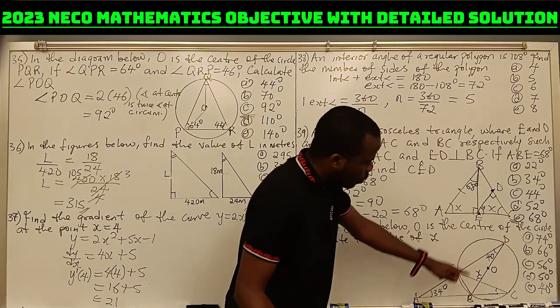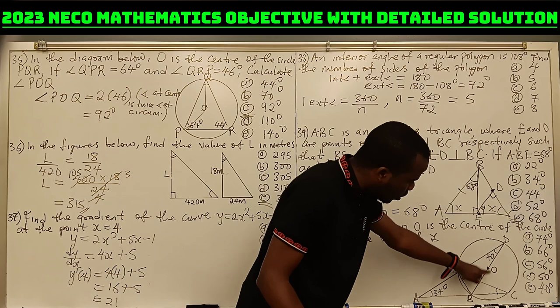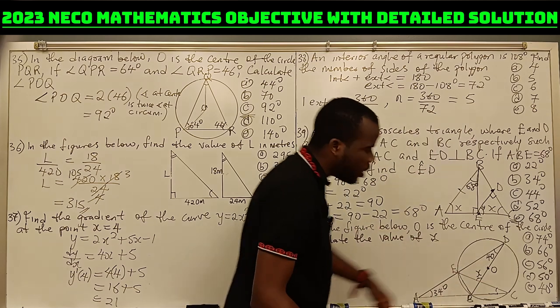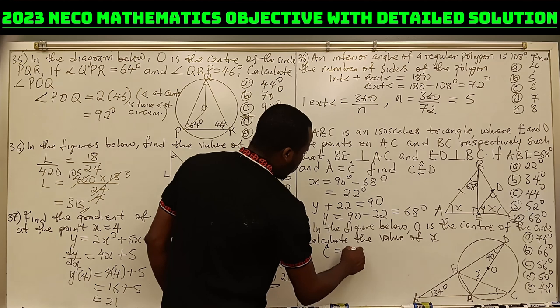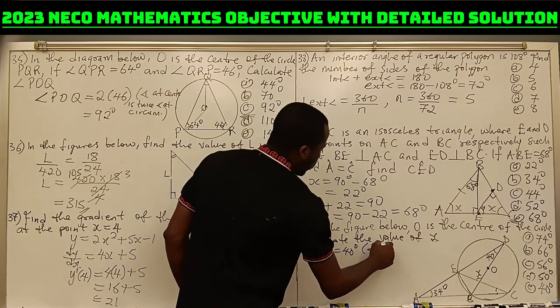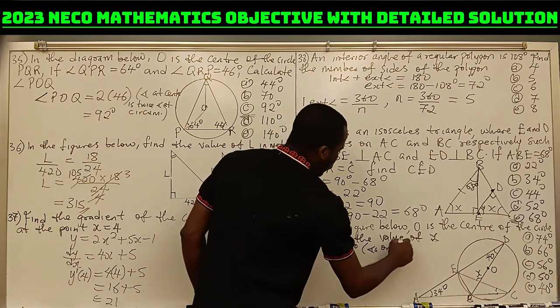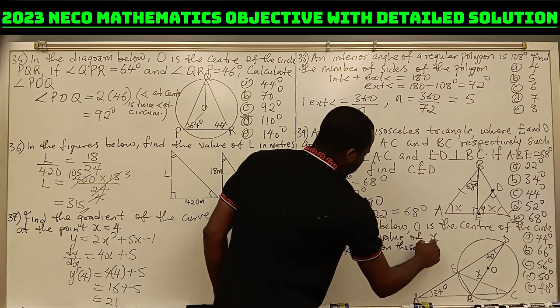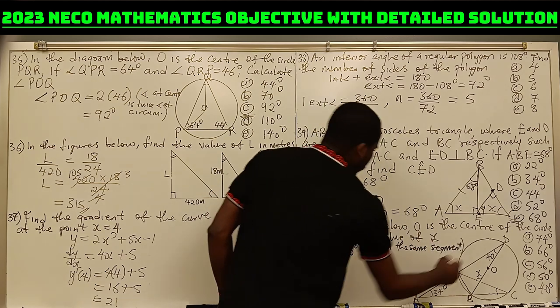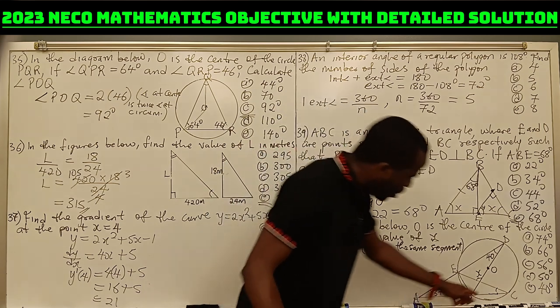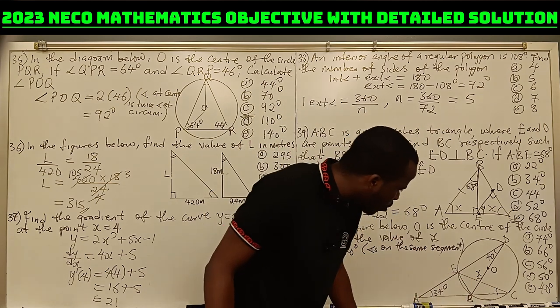We always try to start from where we know. Since here is 40, here is also 40 by angle on the same segment. So angle C is 40 degrees by angle on the same segment. So I've gotten here as 40 degrees.